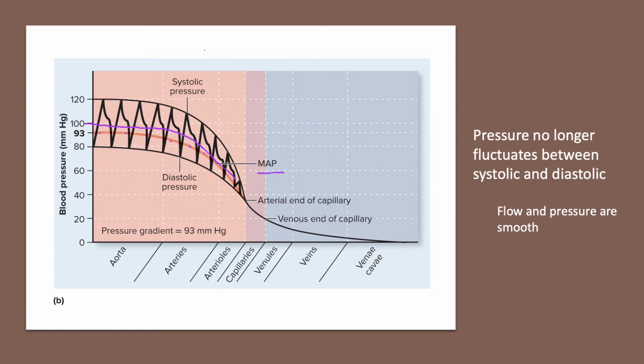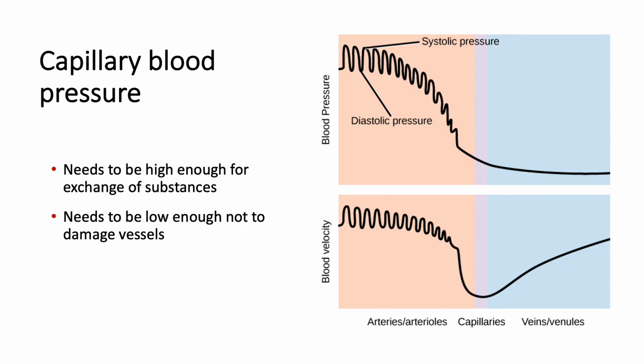So looking at the capillaries here, if we look at the arterial end of the capillary, okay, it's about 40 millimeters of mercury. And then at the venous end of the capillary, we're around 20. So that pressure gradient still exists. Pulsatile blood pressure is gone now as we enter the capillaries.